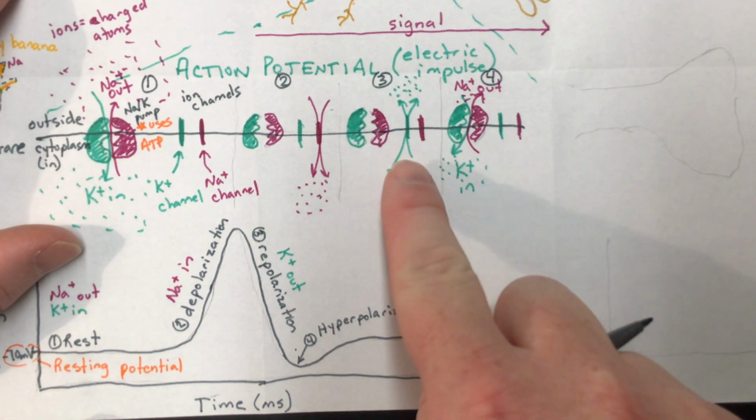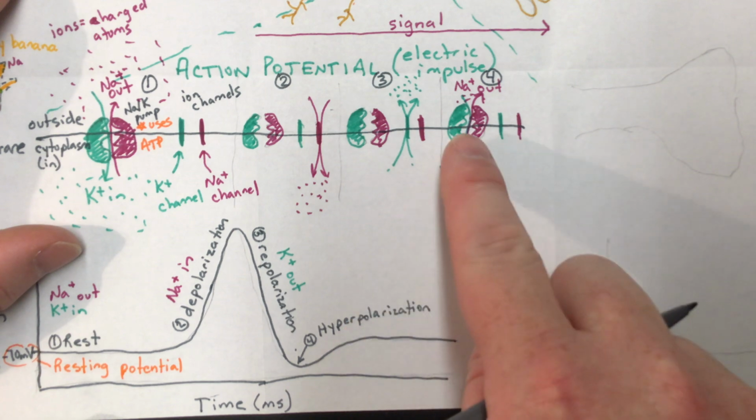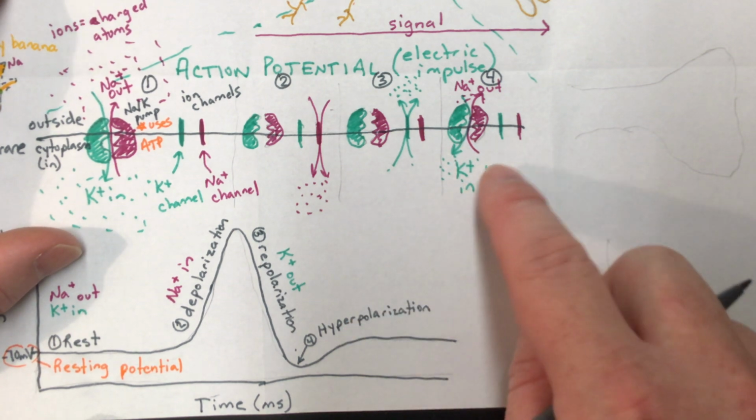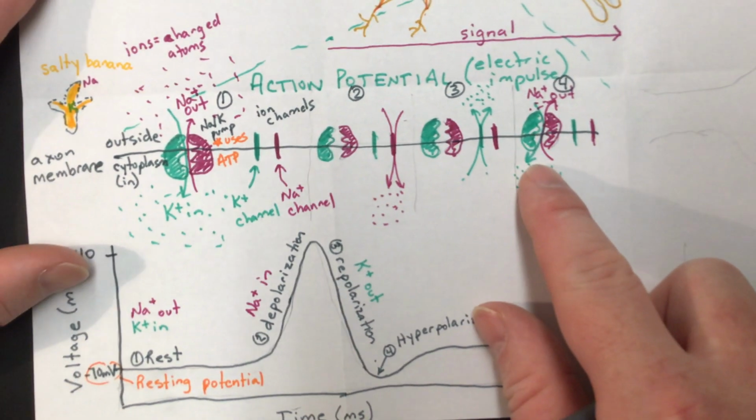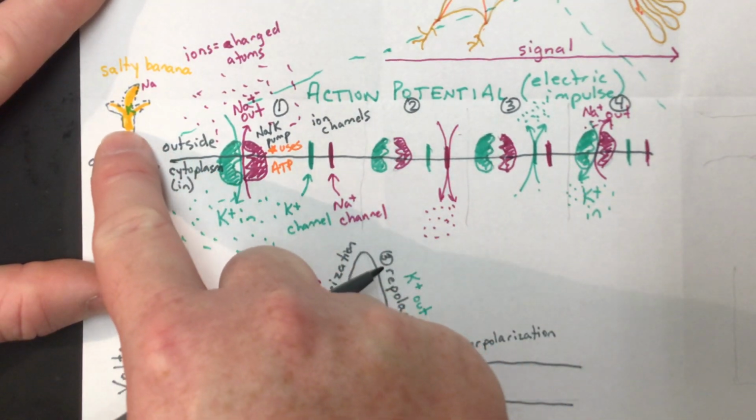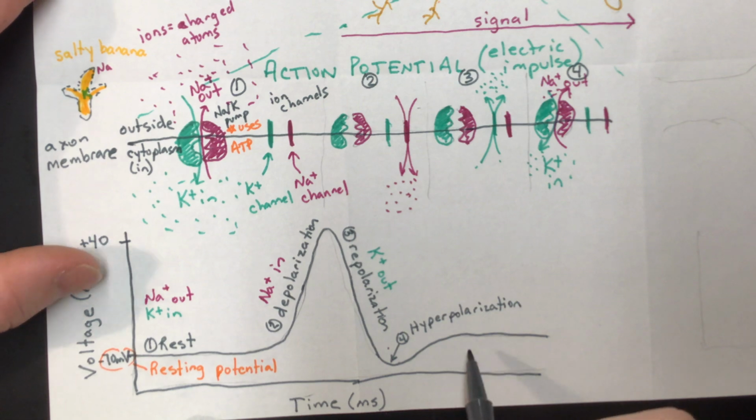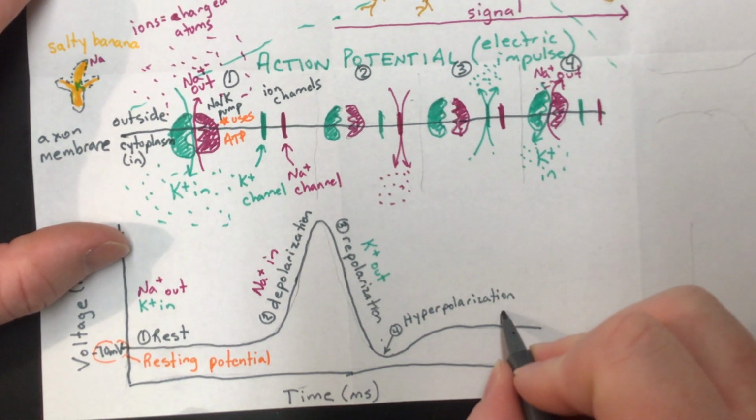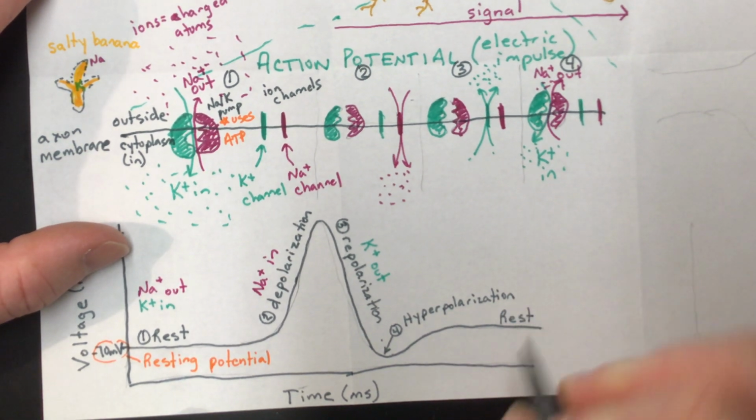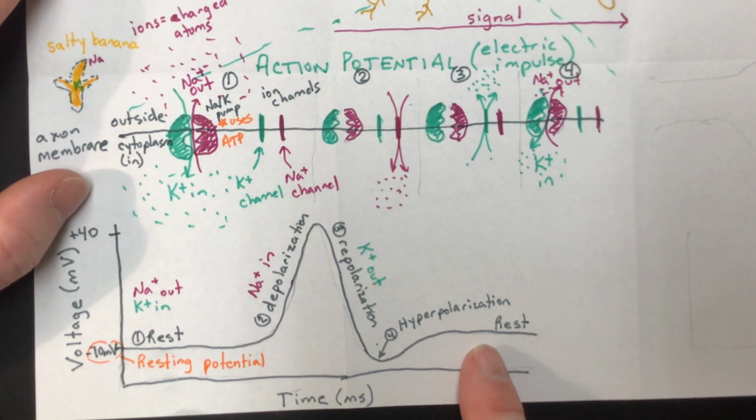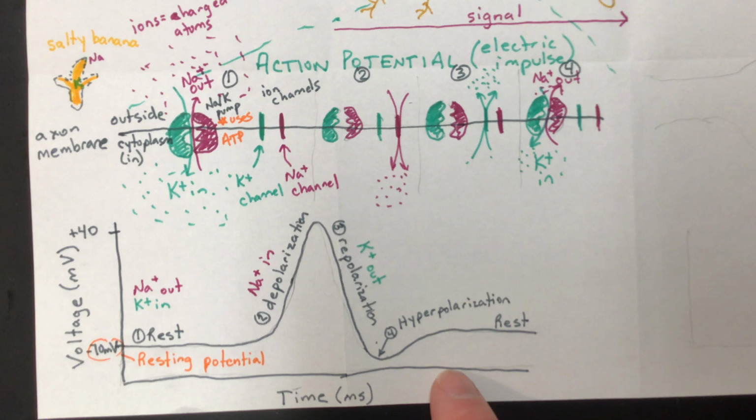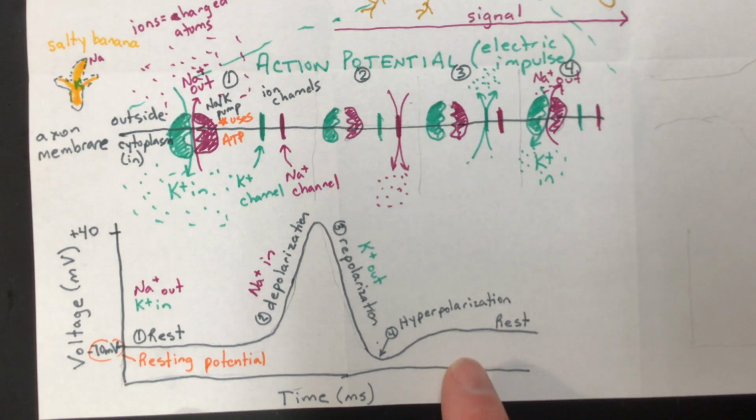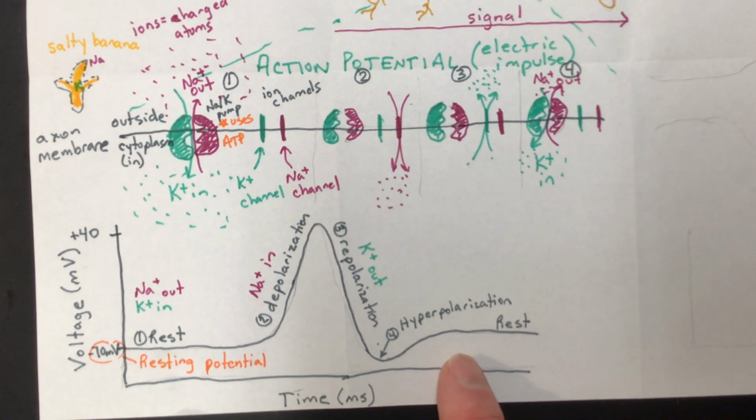At hyperpolarization, these doors shut and your sodium-potassium pumps kick in again to pump sodium out and potassium in, reestablishing our salty banana and reestablishing our membrane potential back to rest so that your neuron can charge back up and fire an action potential again. So this is the part that's the electrical signal.